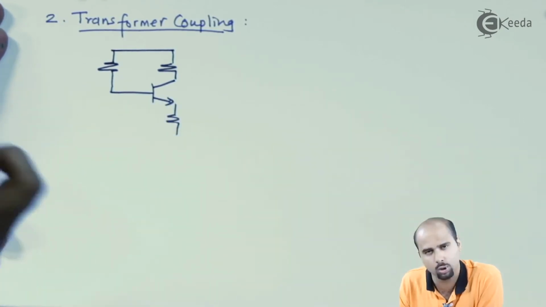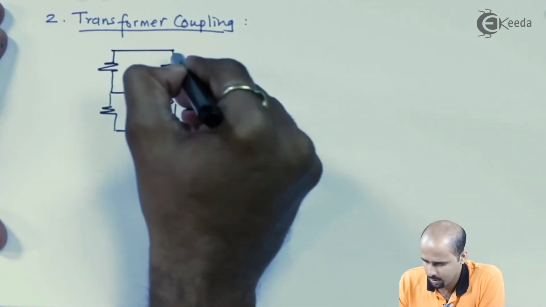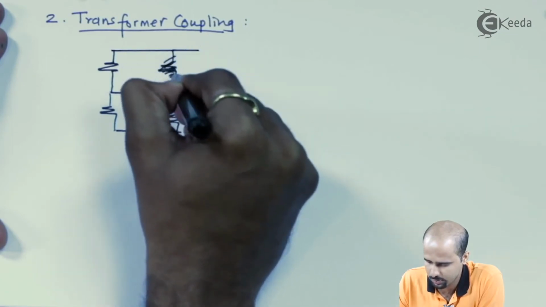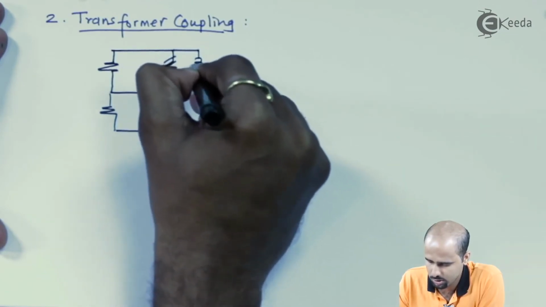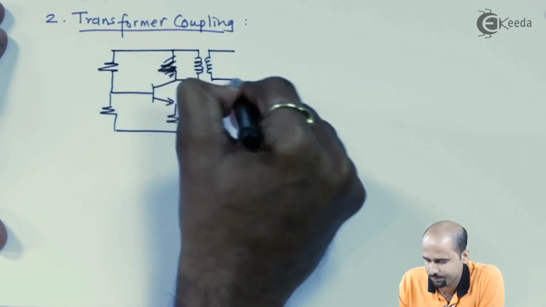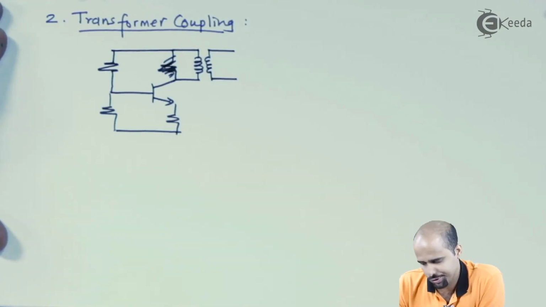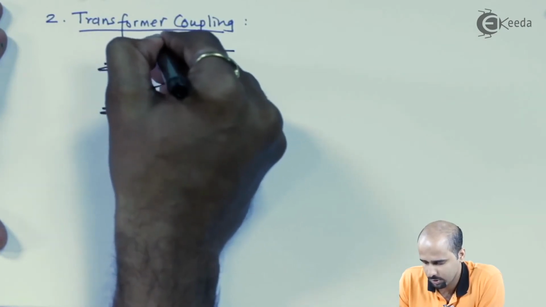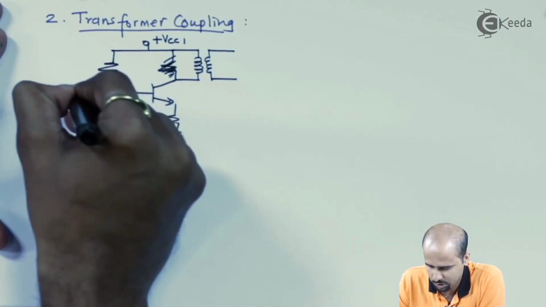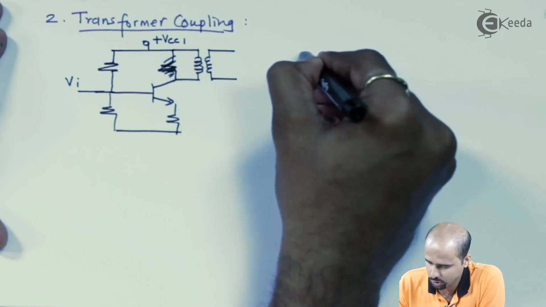Is it a simple RC network? No, it's not an RC network. It's an amplifier, and I will not be using this. It is not being used, and we'll cut this part. And this is at the output stage. We'll be using the transformer. So at the output stage, we will not be using the resistance at the output. We will be using the transformer. So this is VCC1, and this is your input transformer.